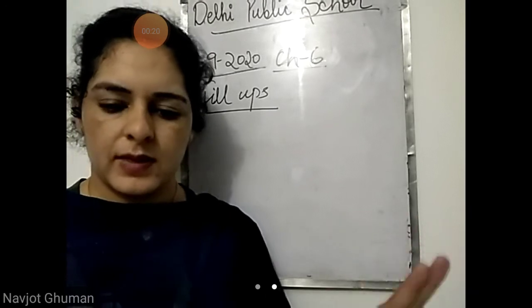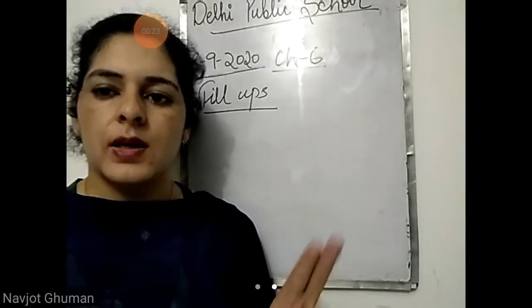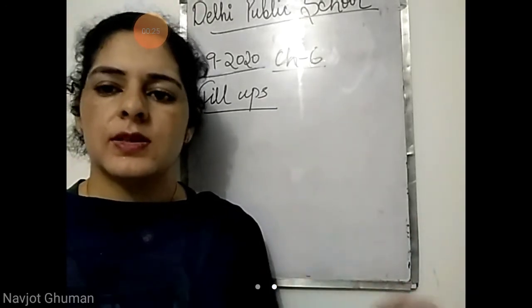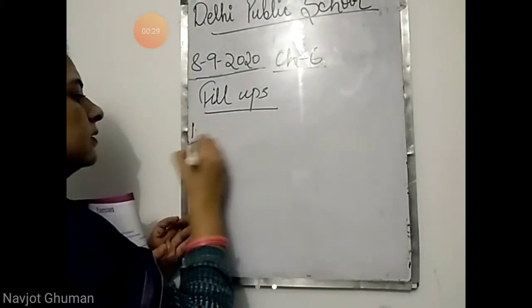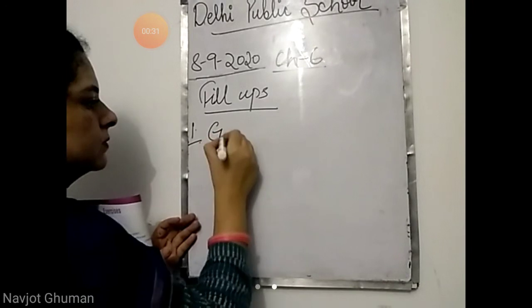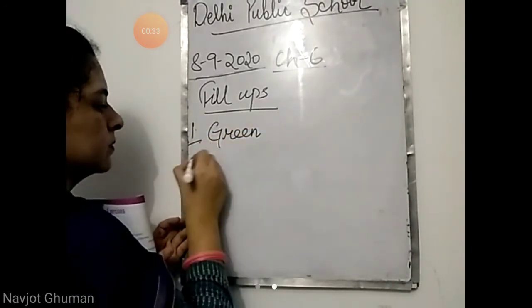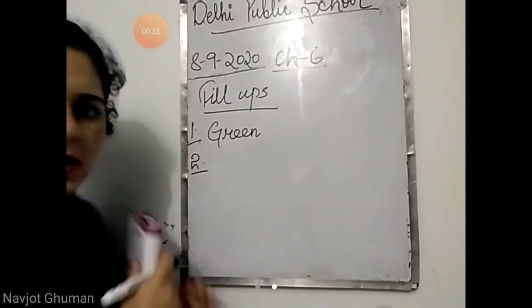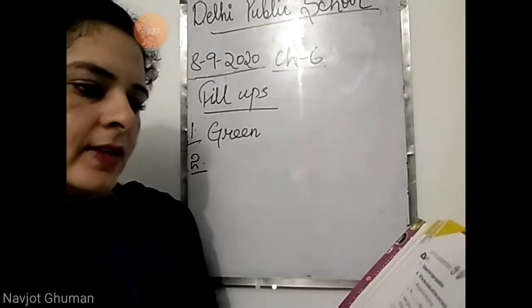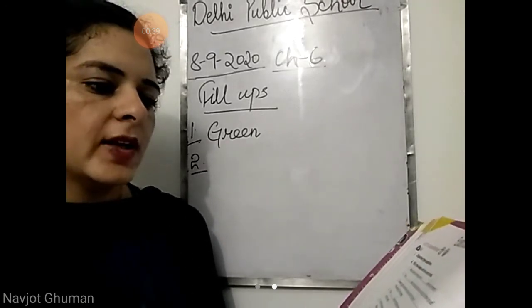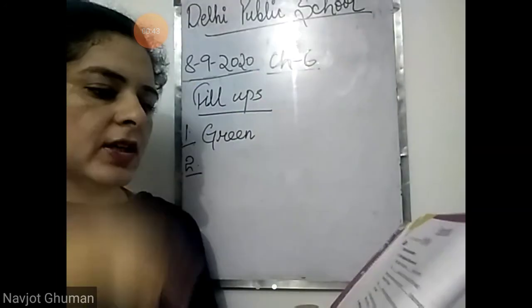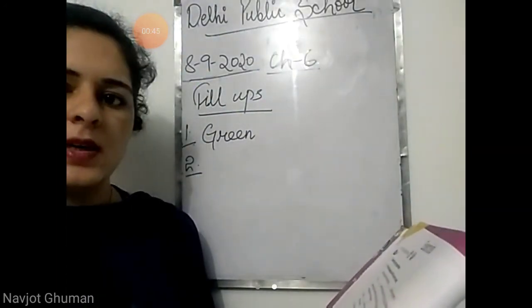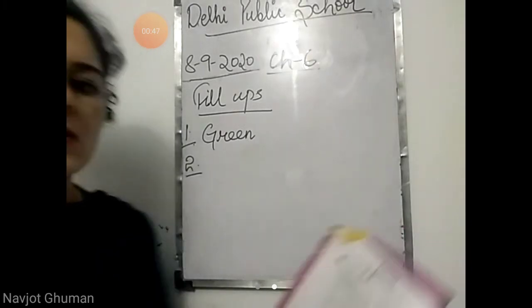Two options are given. One is green and one is non-green. We know that most of the earth is covered with green plants. So answer is green. Next, the dash let air flow in and out of the leaf. Now, which part of the leaf allows the air to flow in and flow out? That is stomata.